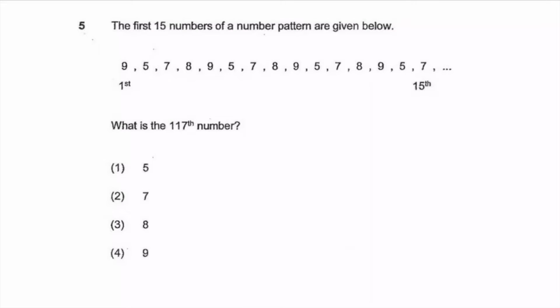So this is a number pattern question, sequencing. Now the first thing I notice is that one group has 4 numbers. What do I mean by that? So you read the sequence here, 9578, 9578, 9578. So here I consider this to be one group, 9578, has 4 numbers.